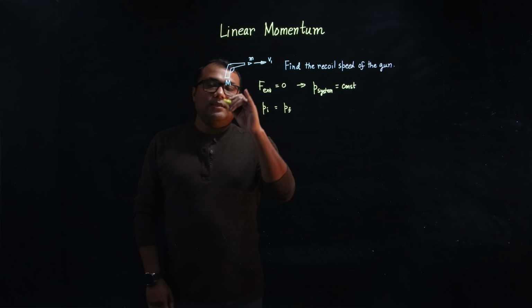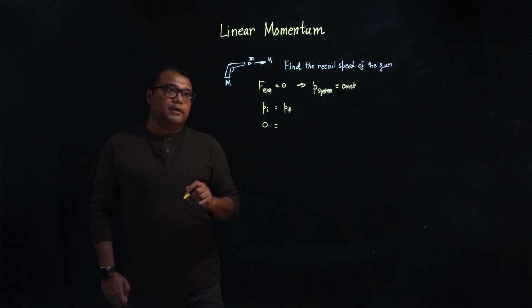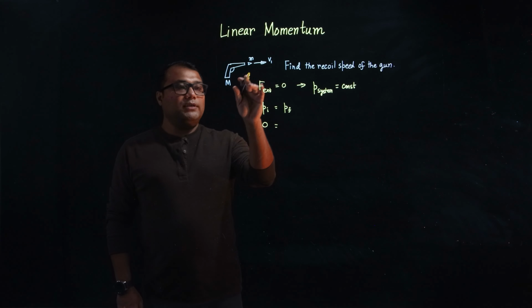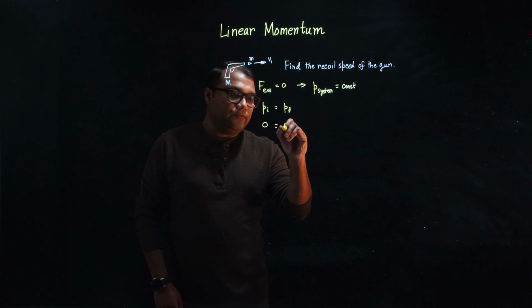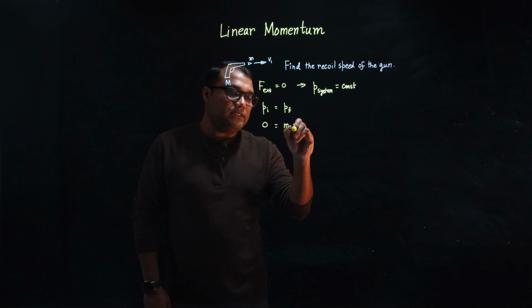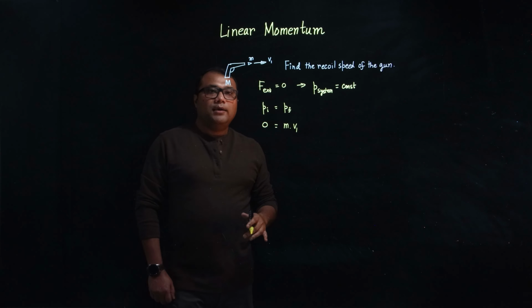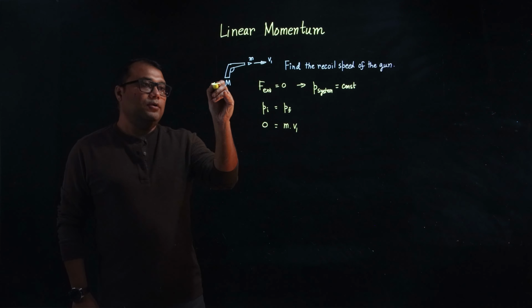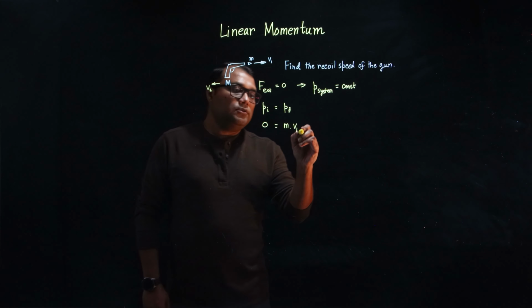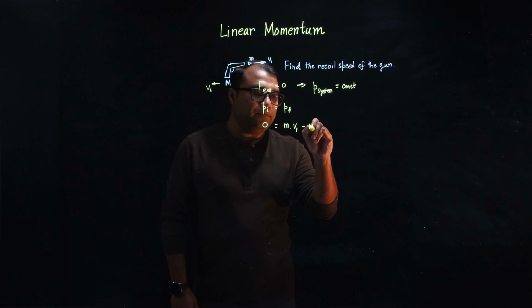Okay. Now, initially the gun was at rest. So initial momentum is 0. The final momentum of the system, so what is comprised of the system? The bullet and the gun. So let's look at the bullet first. Its momentum is mv1 if we are taking the direction this side as positive. Let's say the gun recoils backward with velocity v2. Okay, so then the momentum of the gun will be capital M v2.